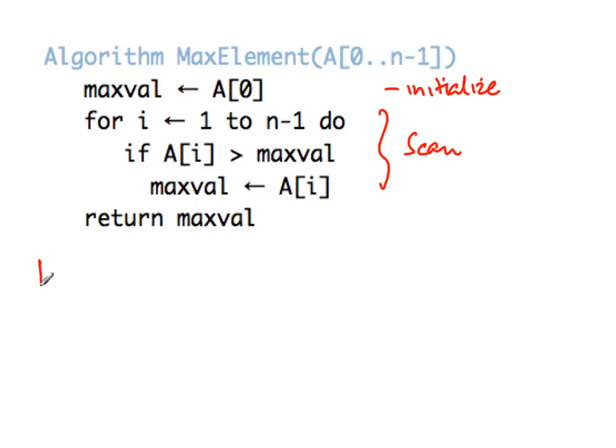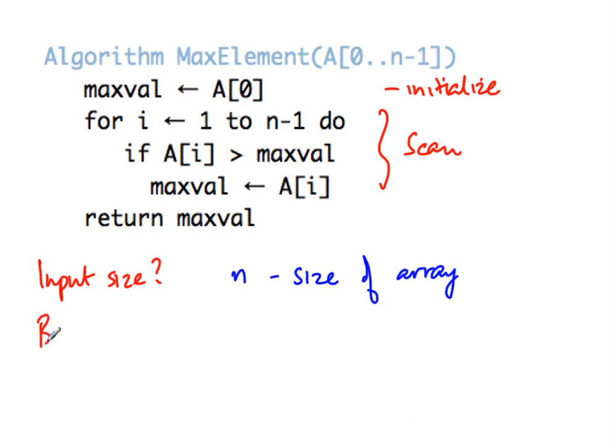So the first question we have to ask is, what is the input size? In this case, it's fairly natural that it is n, the size of the array. So it's going to take us less time for smaller arrays, a larger time for longer arrays. So n, the size of the array, is a natural input size. Now the next thing that we need to understand is, what are the basic operations? What is the structure of this program?